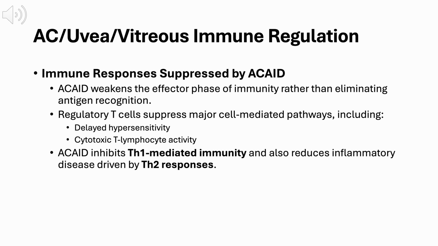In terms of the helper T cell framework, ACAID inhibits Th1-mediated immunity, the classic driver of delayed hypersensitivity, and it also reduces inflammatory disease driven by Th2 responses, so its suppressive reach extends across both major helper subsets. This is why ACAID is such an effective guardian of privileged tissue. It targets exactly the effector mechanisms that cause collateral damage, while leaving recognition intact. But antibody responses aren't simply switched off. They're modified in a clever way, which is our next slide.